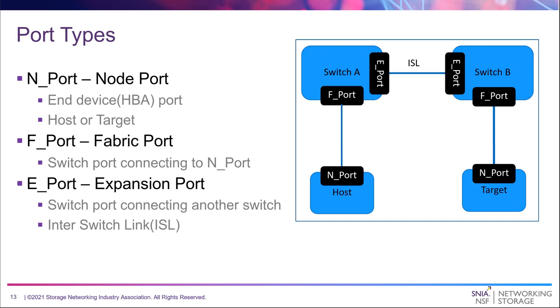So the N port describes an end device, and you can see there either a host or a target would be an N port from their perspective. They would attach to an F port on a switch. So an N port talks to an F port, or fabric port. And then if you are interconnecting switches to build a multi-switch SAN, which you don't have to do, you can just have single switch SANs, but if you want to have multiple switches interconnected, then those are called E ports, or expansion ports. And the links between them are called inter-switch links, or ISLs. Basically these three ports make up a SAN, and you can build a SAN of almost any size that you would like using these three port types.